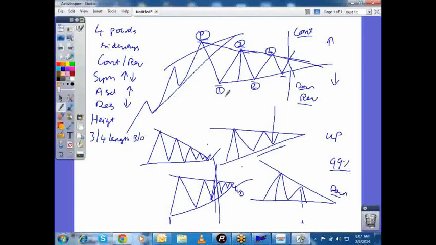So if there is a triangle which does not have a higher top or a higher bottom, it's a sideways market, then typically what will happen is the volumes will be less. And on breakout, the volume has to be higher. So during the triangle, volume will be less in triangle and volume high on breakout. Now that is given for all patterns.